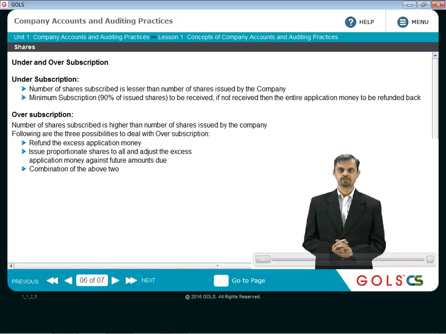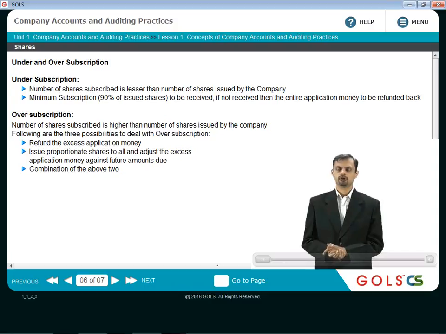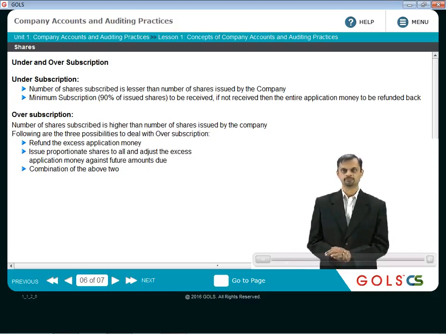So what is under subscription? In simple terms, suppose the issue size is worth 50 lakhs rupees, and people apply for say only 48 lakhs worth of shares, then that is called under subscription. So the number of shares subscribed is lesser than the number of shares issued by the company.